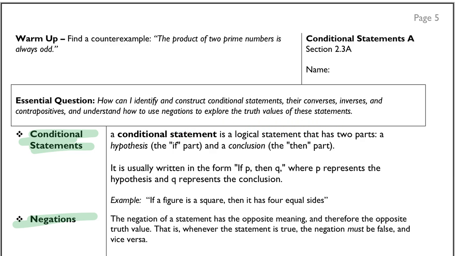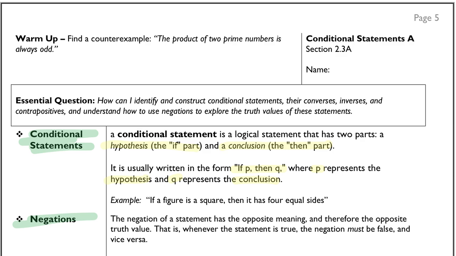So we're going to get into a lot of this stuff, and it looks scary with all these words, but it's not that bad. It's just an if-then statement. A conditional statement is a logical statement that has two parts, something called a hypothesis, the if part, and something called a conclusion, the then part. We usually write it as if P, then Q, where P is the hypothesis and Q is the conclusion.